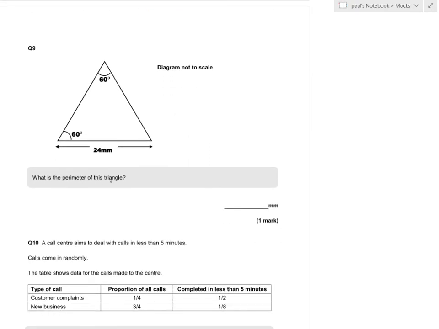What's the perimeter of this triangle? Well, if these are 60 and that's 60, everything adds up to 180, so that must be 60 as well. So this means it's an equilateral triangle. So it's going to have 3 sides the same, so 24 times 3 will give us our answer. 3 4s are 12, carry the 1, 3 2s are 6, 72. 72 millimeters.